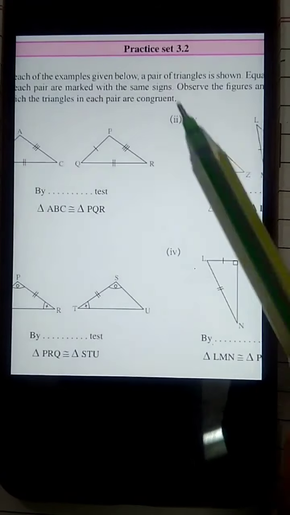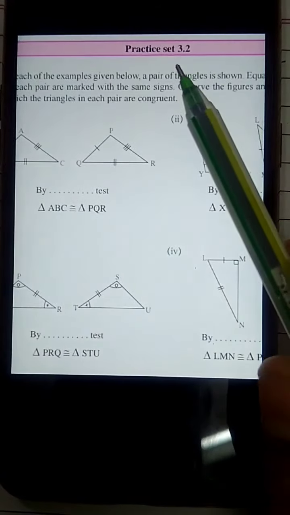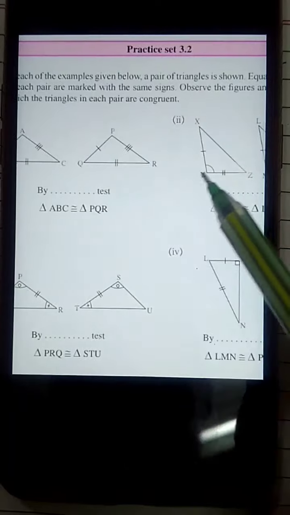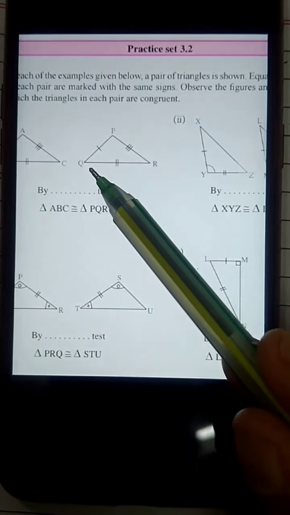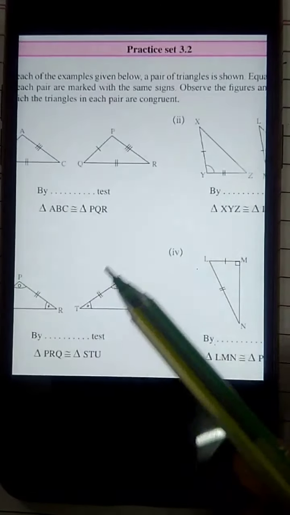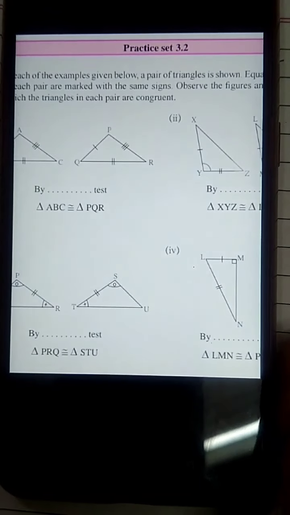We had started with practice at 3.2 in the previous class. We had learned 3 tests of congruence along with the hypotenuse side test. And we had solved the first set of sums. Now let's move on to the second sum.